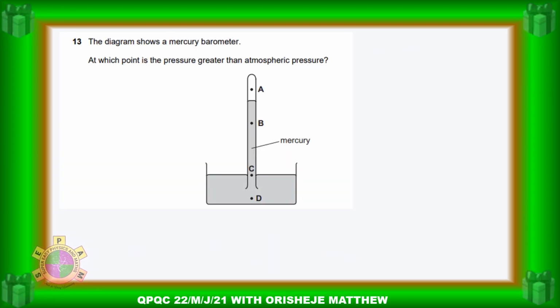Question 13. The diagram shows a mercury barometer. At which point is the pressure greater than atmospheric pressure?